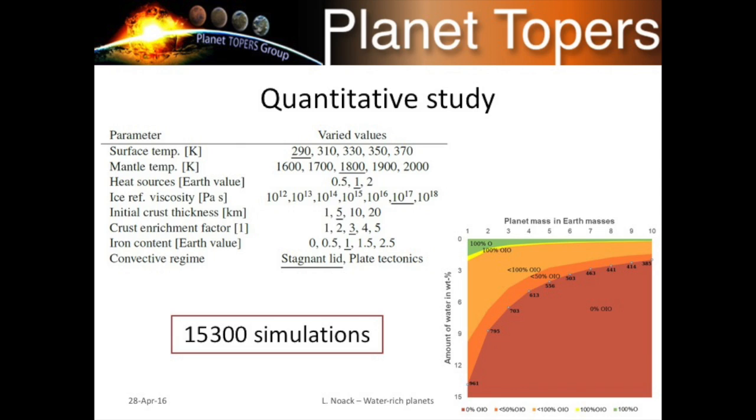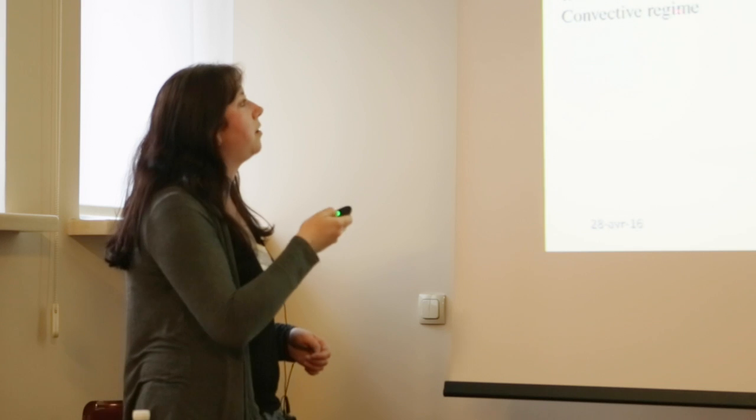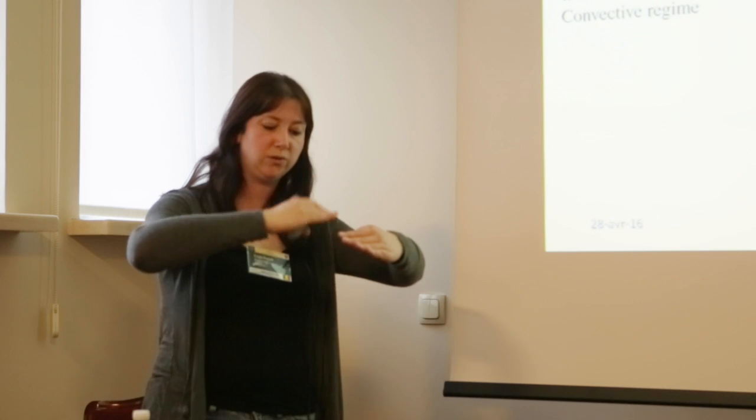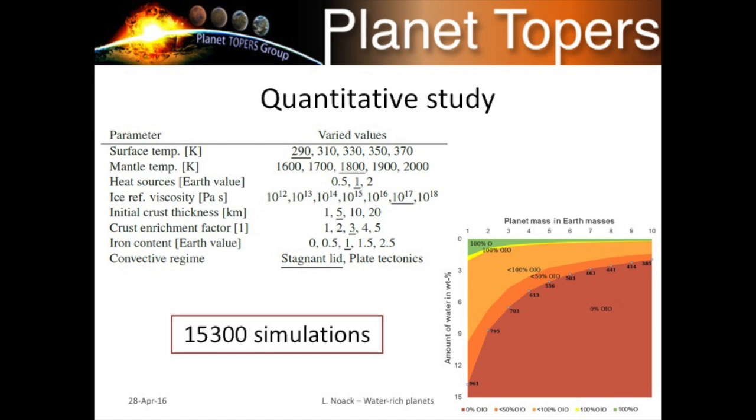So now we can look more quantitatively at it and see what are the actual influences of different parameters on our study results. The surface temperature I've just shown you as one example. But what happens, for example, if you have different initial mantle temperatures, different heat sources, like radioactive or tidal heat sources in the mantle? What if you have a more efficient crust enrichment in radioactive elements? What kind of convective regime do we have, a stagnant lid or plate tectonics on top of the silicate mantle? Or, for example, how does the iron content change in relation to the Earth value? And this actually led to more than 15,000 simulations.